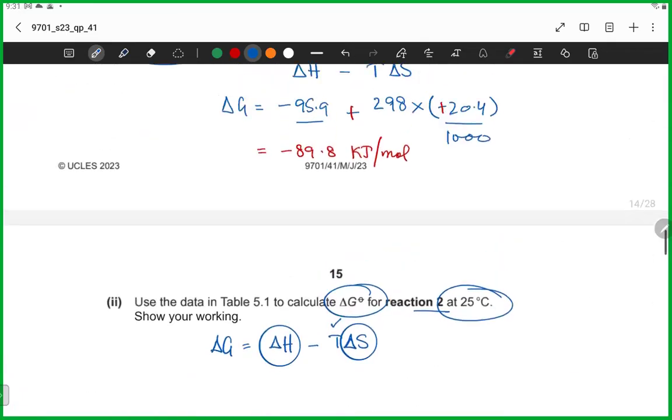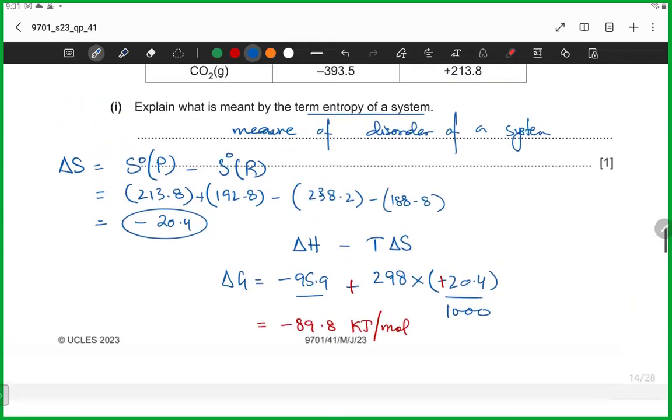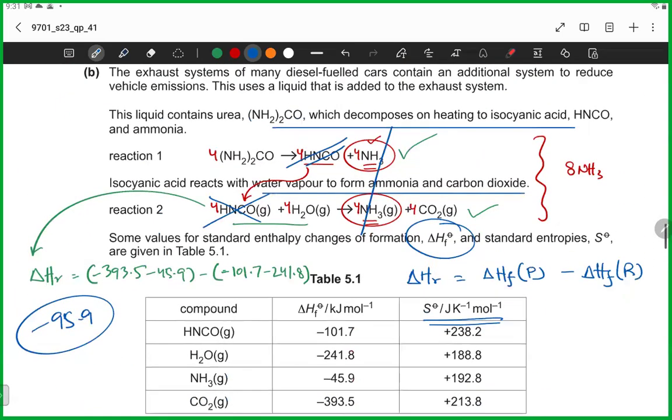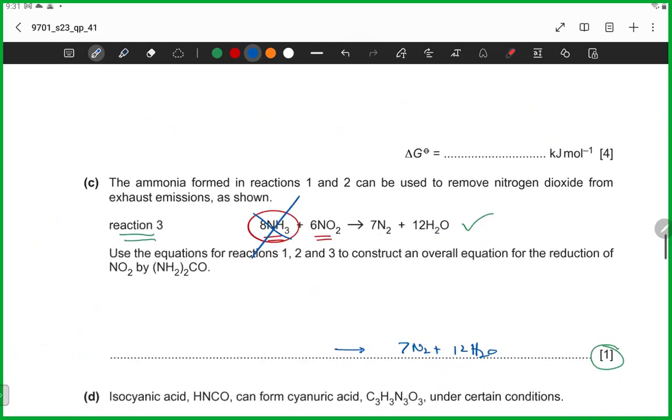There are 6 NO2s, but I'm just going to total all of them up now. So there's 7 N2 in the products, there's 12 H2Os in the product as well over here. I'm just going to focus on the products at the moment. So what's left in the other products? That's the only thing that's left is 4 CO2s. So there's going to be 4 CO2s as well in the product.